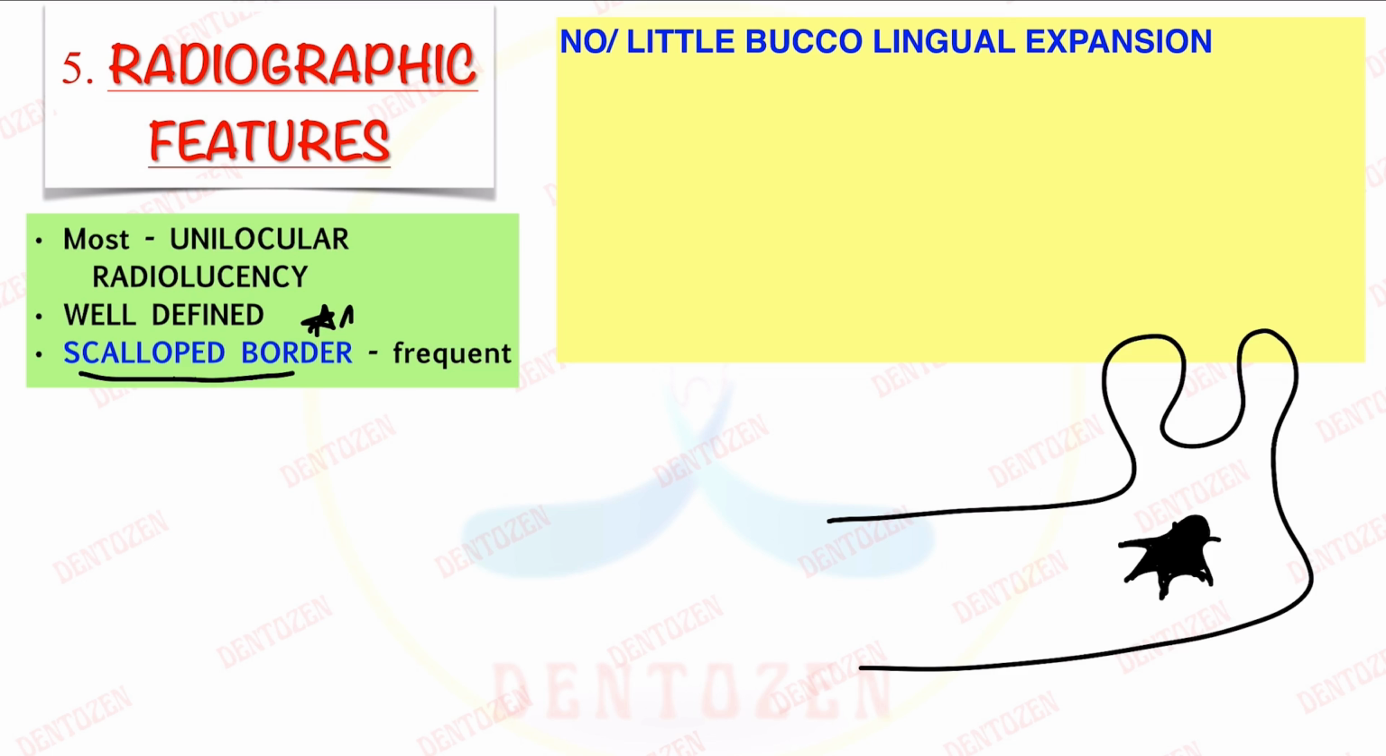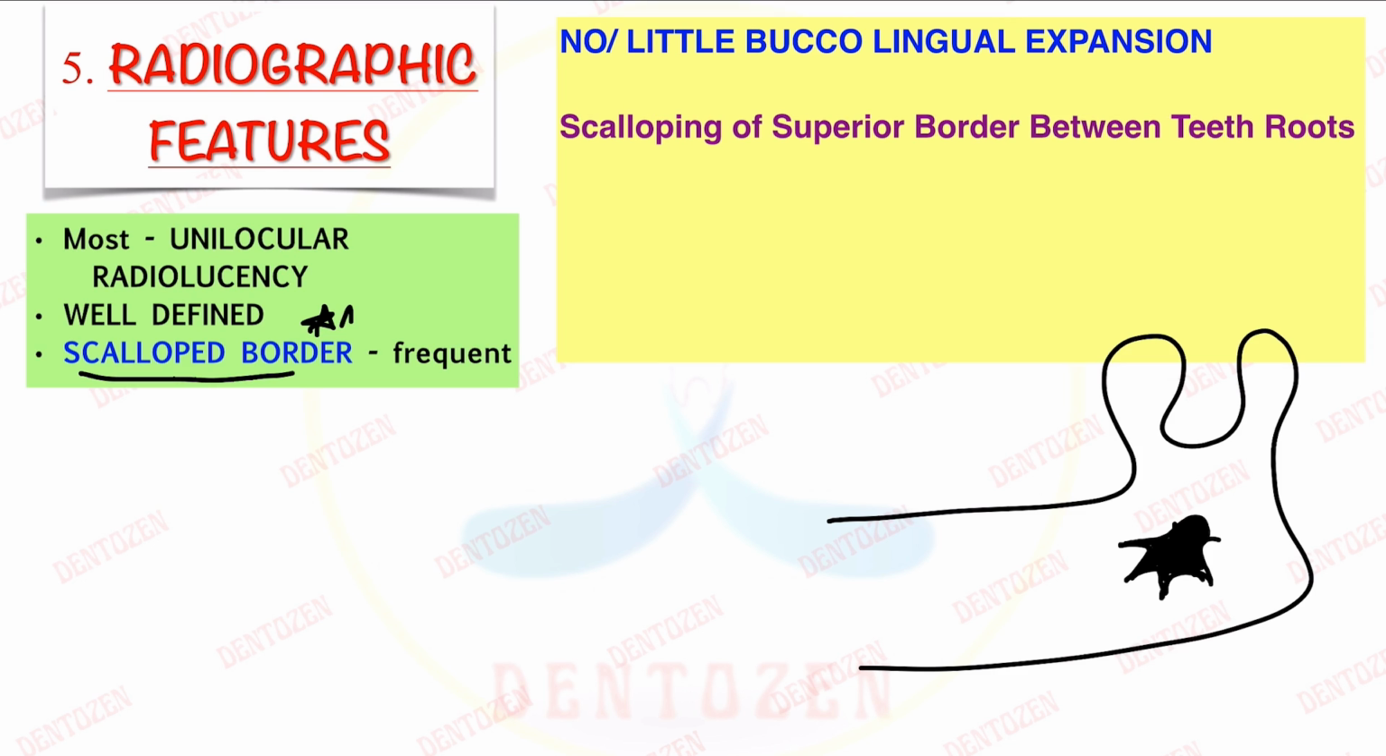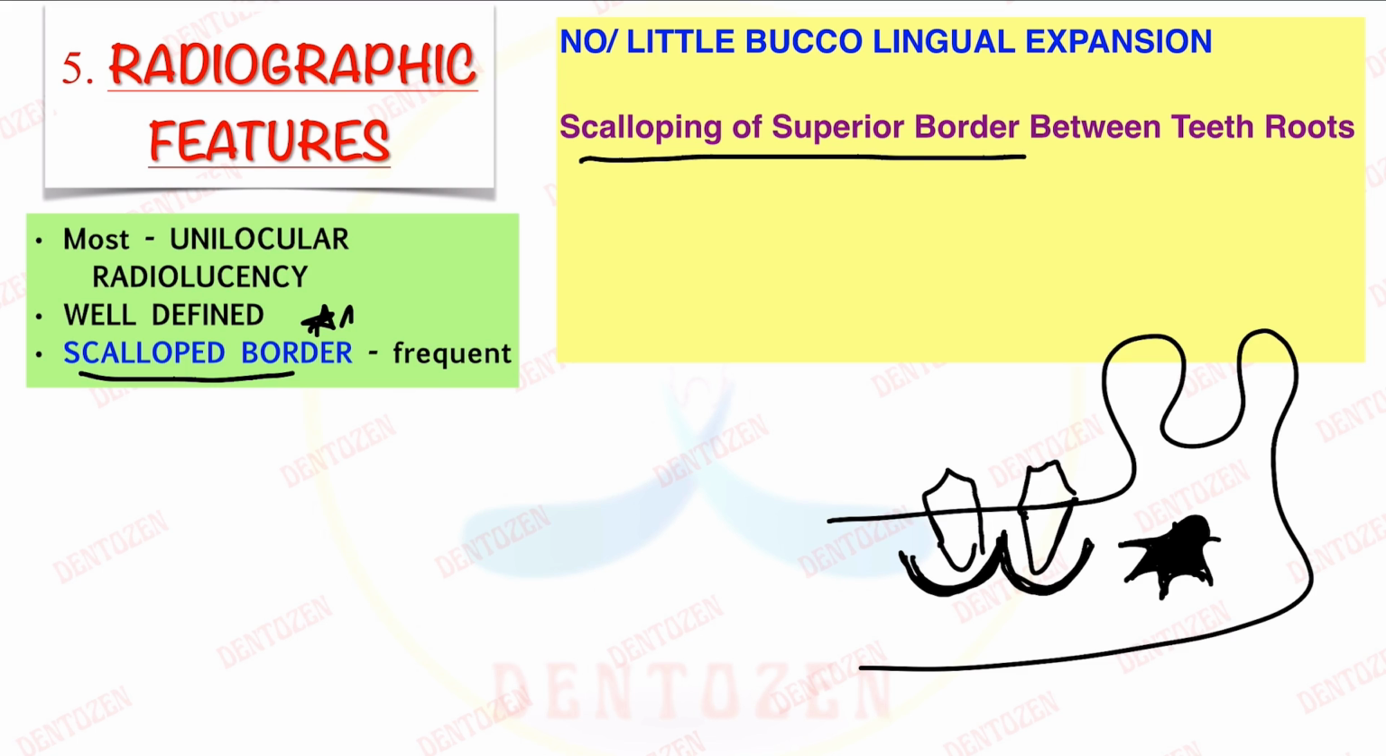Now, we do not see any buccolingual or very little buccolingual expansion, and when it is growing close to the teeth, it comes to lie at the superior border of the bone in between the teeth, and this is called scalloping of the superior border. These arches are formed. This is called the scalloping of the superior border, which is also sometimes referred to as arc-shaped for your entrance exam.